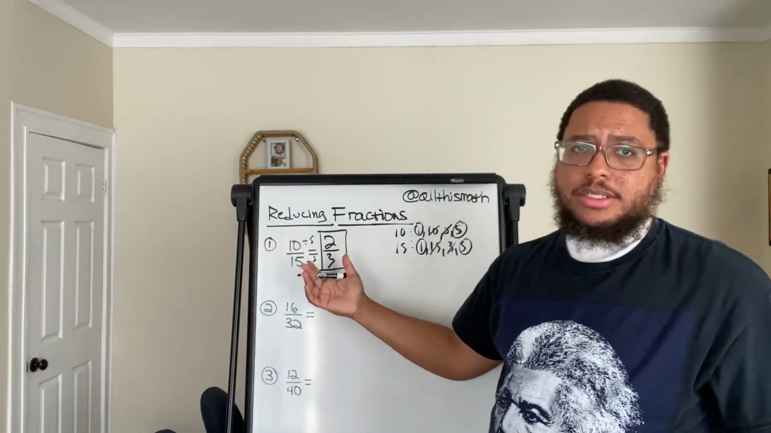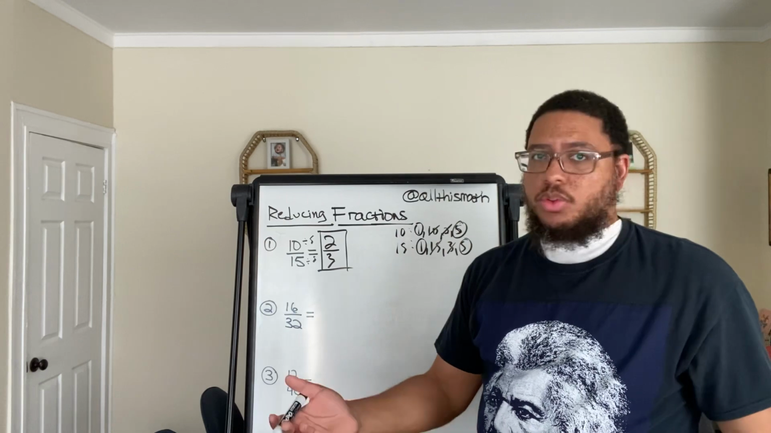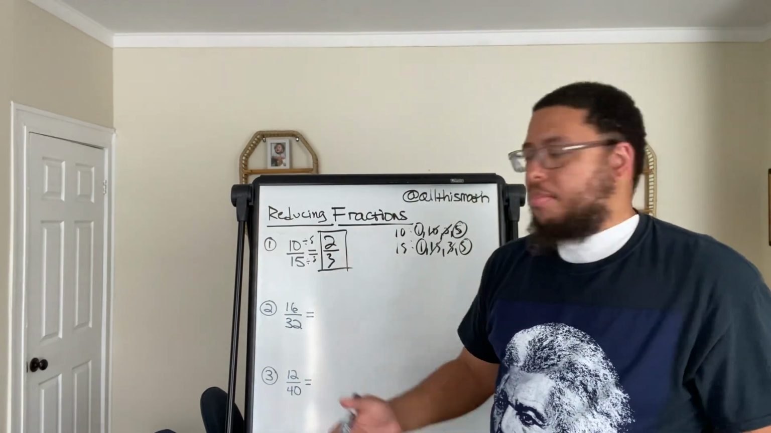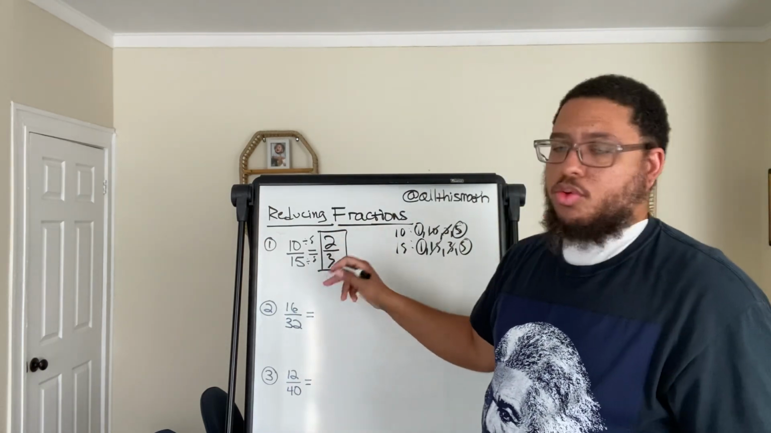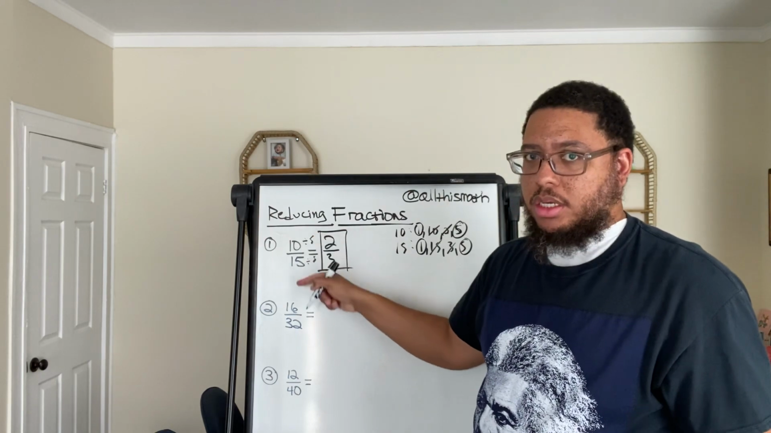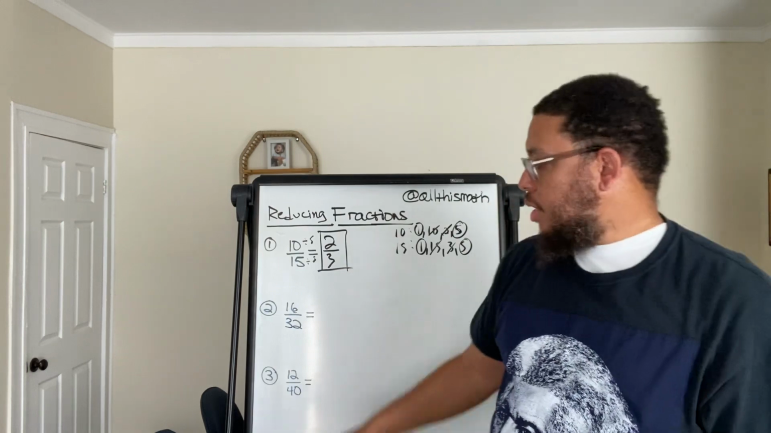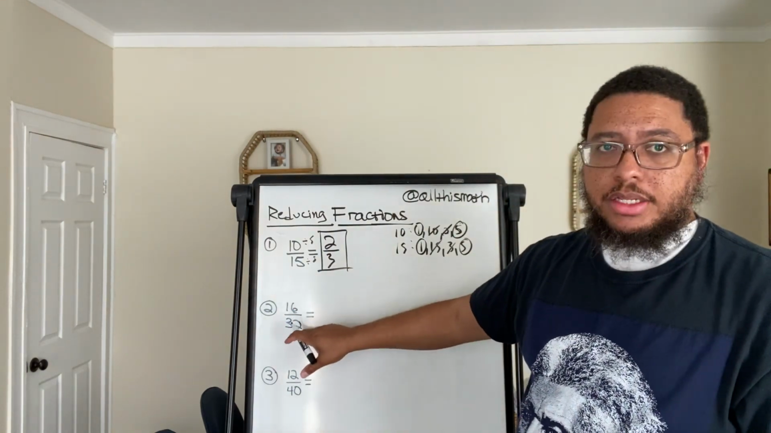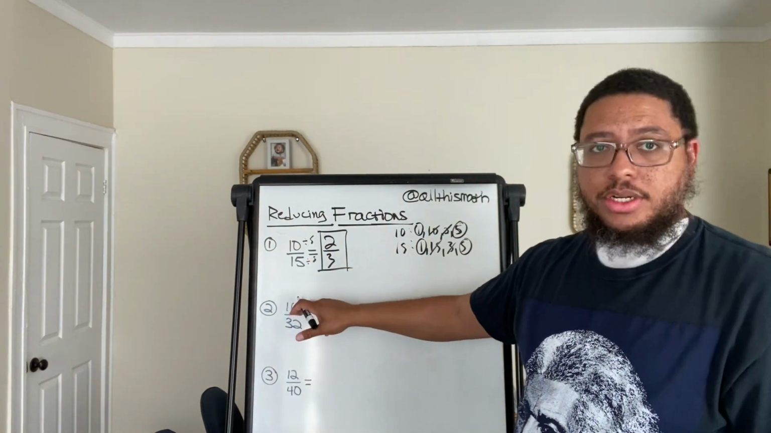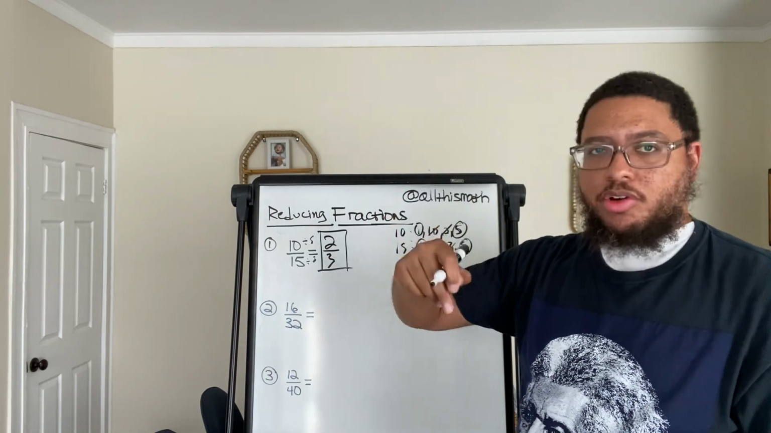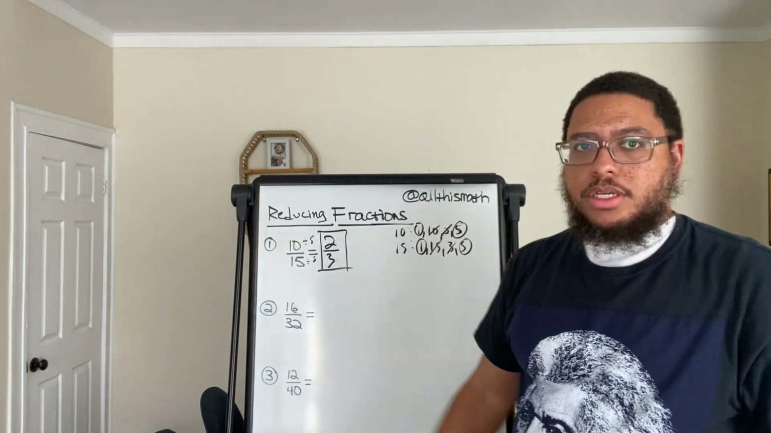Of course, there are numbers less than 2 and 3. I mean, 1 is less than 2, 2 is less than 3, 1 is less than 3, but that won't give you a fraction that's equivalent to 10 over 15. All right. So again, what are my steps? Find the GCF of the numerator and the denominator, and then divide the numerator and denominator by the GCF. That's it, and you're done.